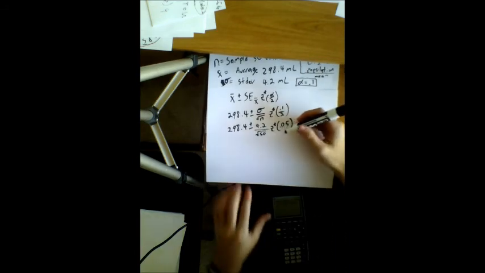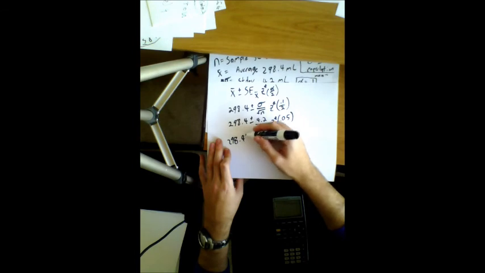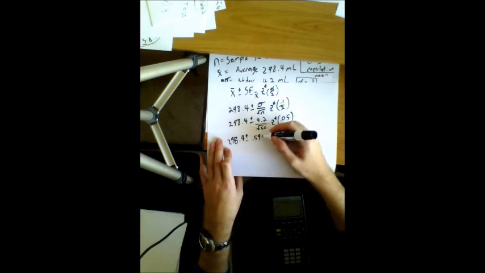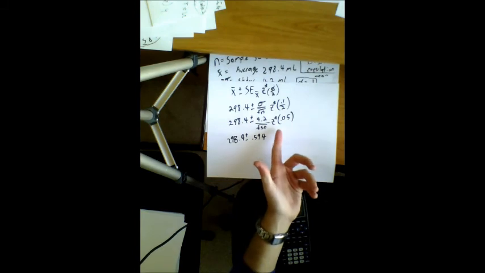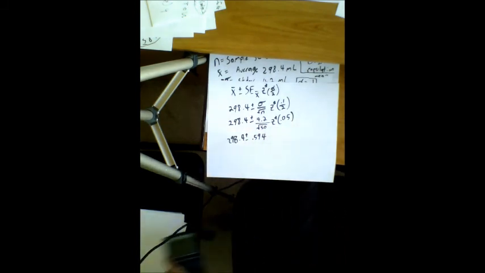So moving along, 4.2 divided by the square root of 50 does give us 298.4 plus or minus 0.594 times z star of 0.05, and we're asked to find this. So of course we have to find our book again.